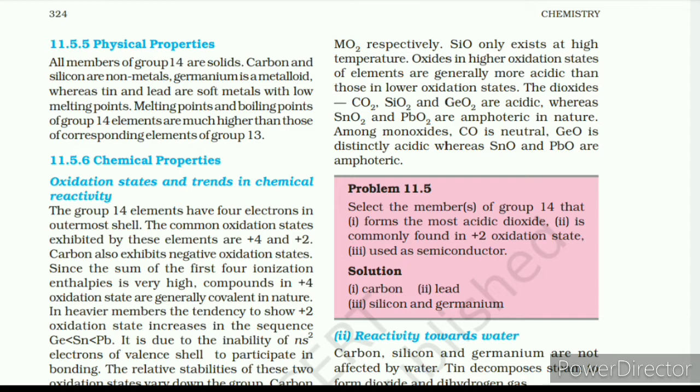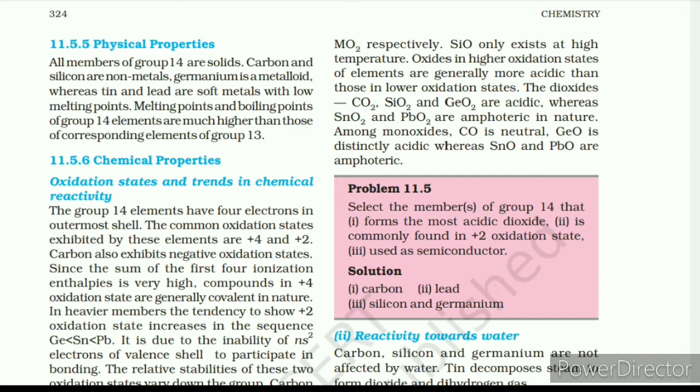Number 2. Reactivity towards water. Carbon, silicon and germanium are not affected by water. Tin decomposes steam to form dioxide and dihydrogen gas. Lead is unaffected by water, probably because of the protective oxide film formation.